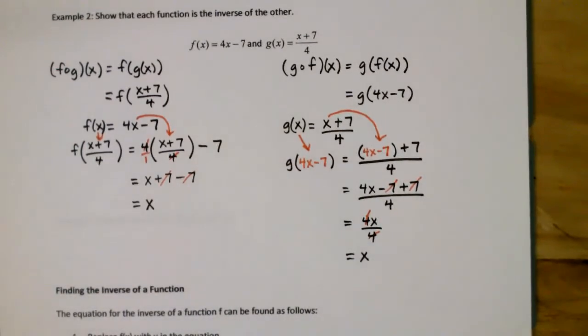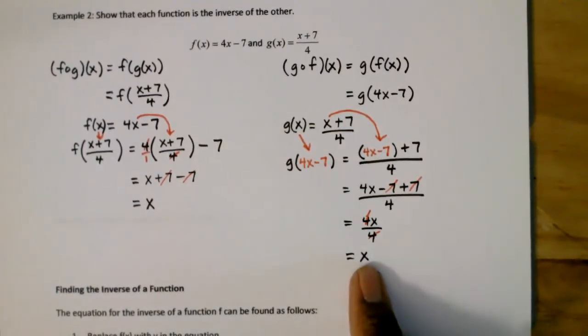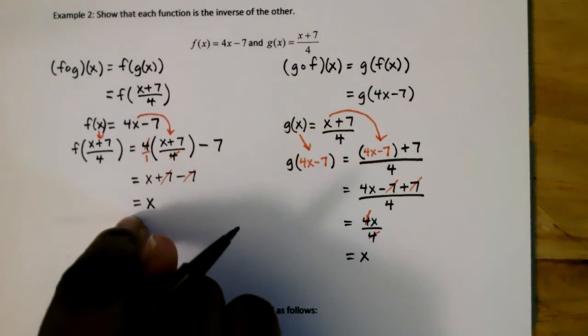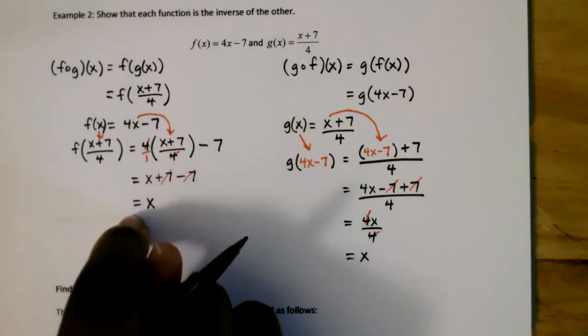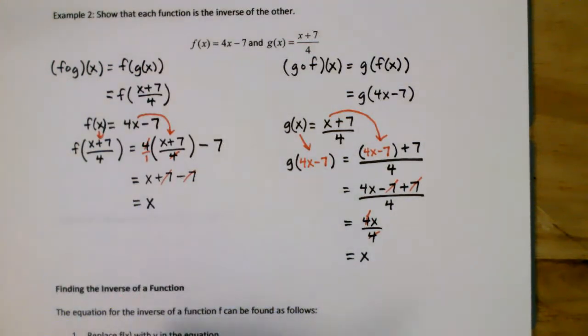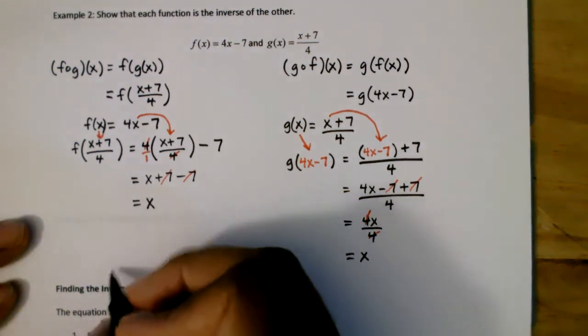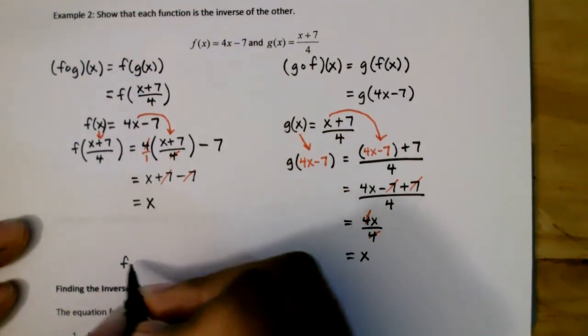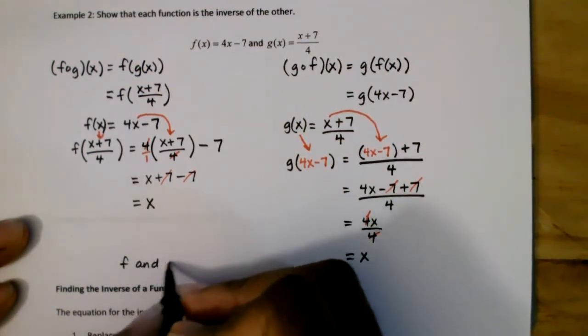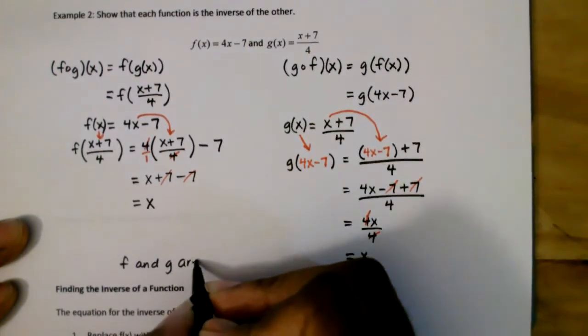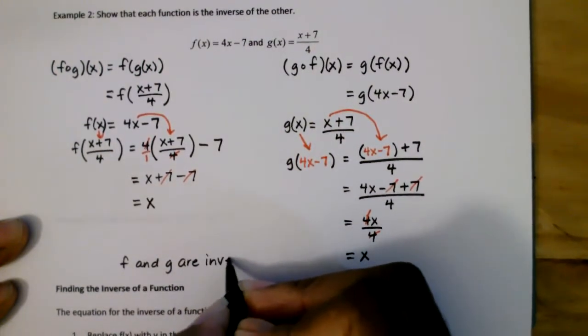So you can see here, the composition of g with f of x is the same as the composition of f with g. So here, I can say that f and g are inverses.